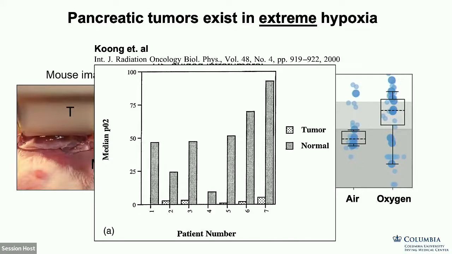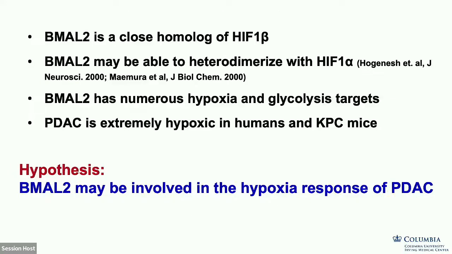They leak too much. You can't do it. So we had to use these newer chambers where they're closed systems and pump in obscenely low levels of oxygen. So, okay, maybe BMAL2 is involved in hypoxia. We know that it's a close homologue of HIF1 beta. We know that it can potentially heterodimerize with HIF1 alpha through old biochemical data in the literature. BMAL2 has numerous hypoxia and glycolysis targets, and the disease itself is extremely hypoxic.